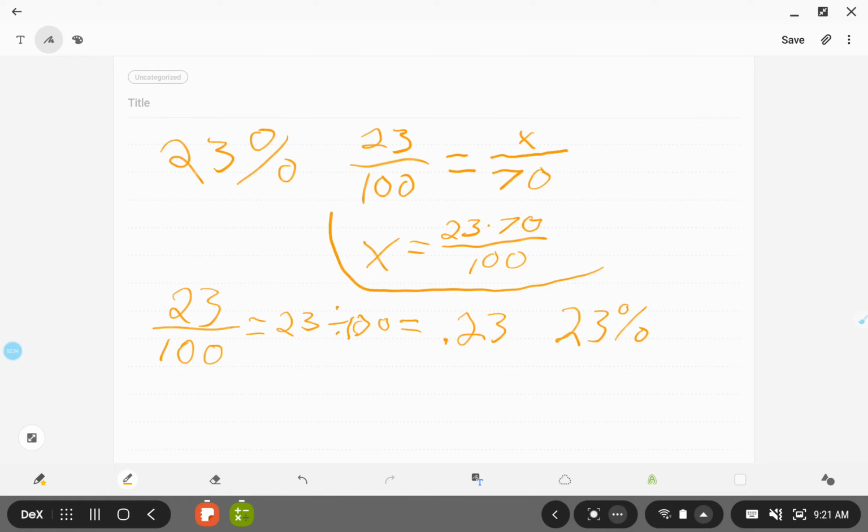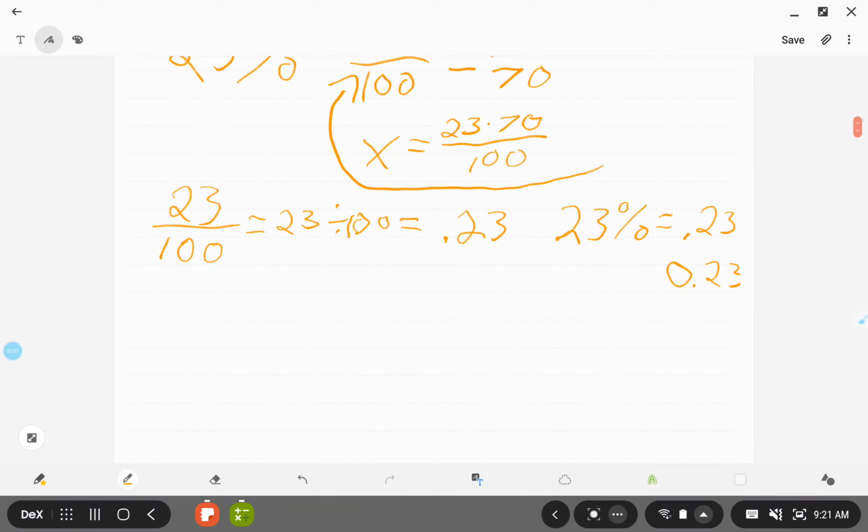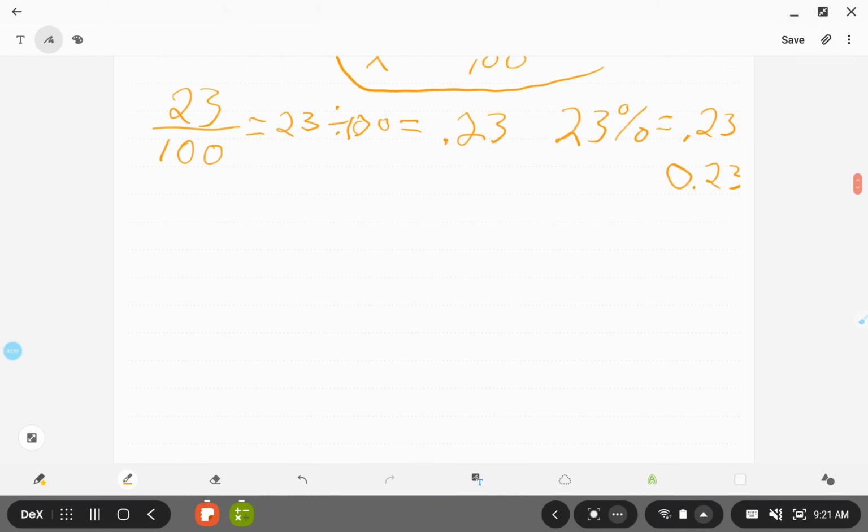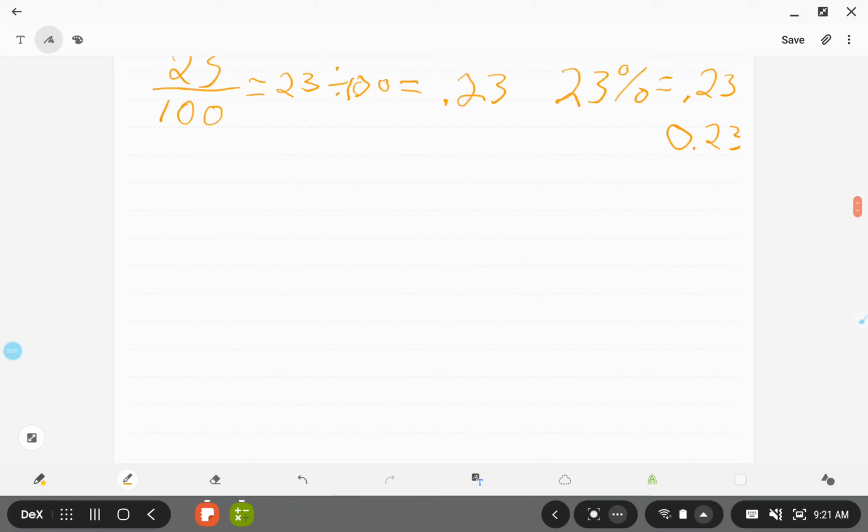So that means that 23%, in addition to being able to write it as a fraction like we did there, can also be written as 0.23, or sometimes you'll see .23. That means the same thing. So every percentage can be written like that. All we really did here is move the decimal a couple places, right? So you can do this with anything.